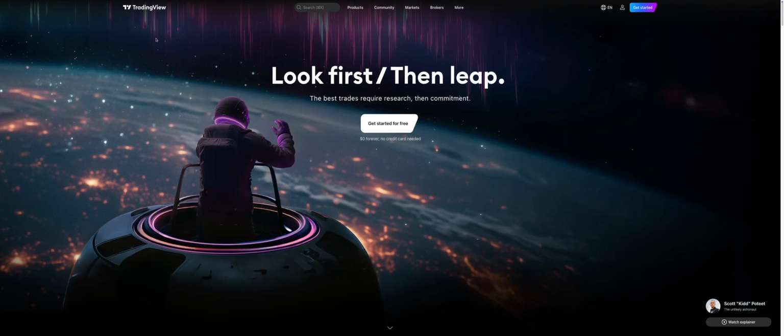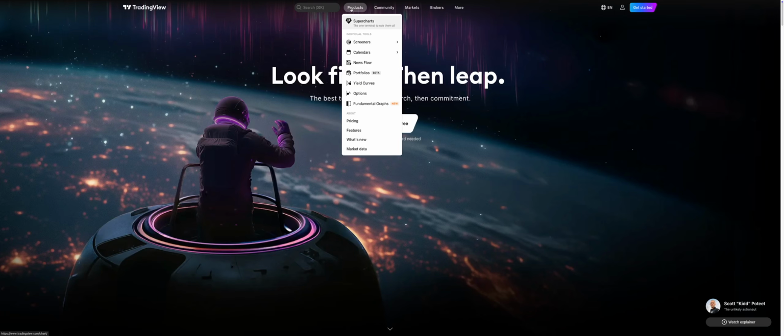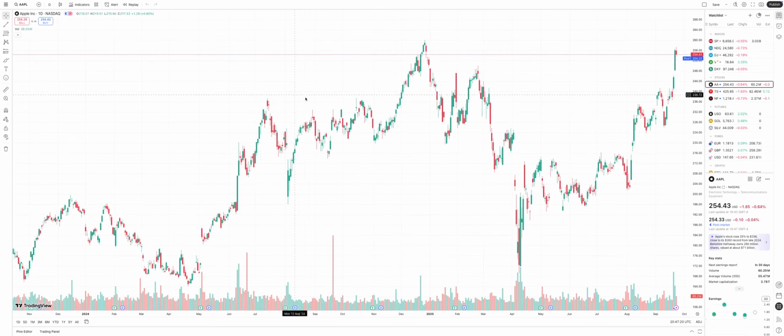So the first step is to go to tradingview.com, and when you go to the page, you'll see this. You do not need to set up an account, but you're more than welcome to. Where you want to start is you want to hover over products and go to Super Charts. So you're going to want to click that, and that will pull up the charting tool.